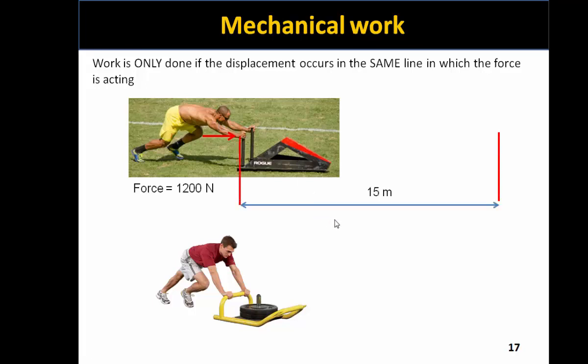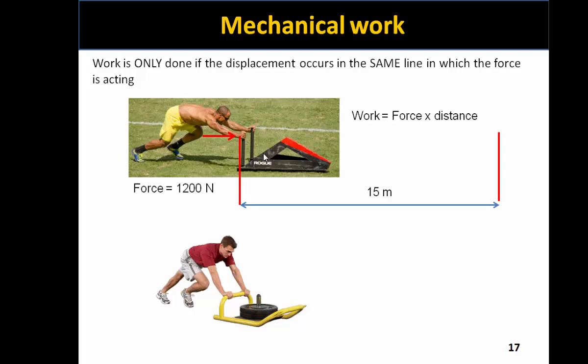And so in this example, we'll say the sled has moved 15 meters, and the force required to move the sled we'll say was held constant at 1200 newtons. So we'll go ahead and calculate the amount of work performed by the athlete on the sled. Now might be a good time to pause the video, perform this calculation yourself, restart the video, and we'll see what you come up with.